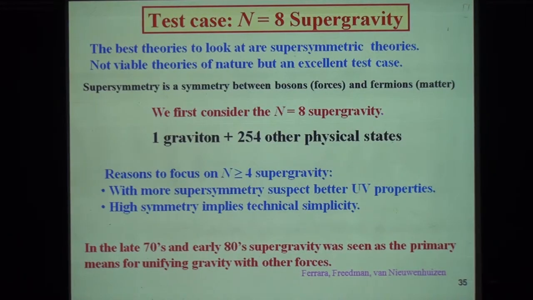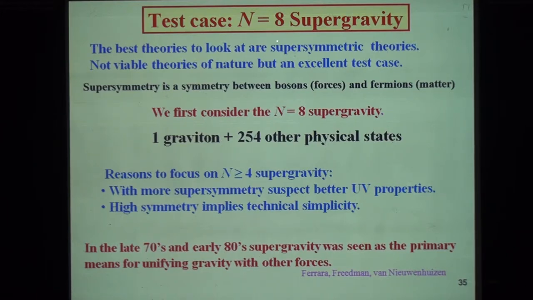Now, we're going to be looking at some specific theories. We're going to be looking at supergravity theories. N equals 8 supergravity is something we've worked on a lot with Henrik Johansson and John Joseph Carrasco. We like this theory a lot. It's not a theory that's viable for nature. It has many issues which don't match the real world, but it's just a theoretical toy.